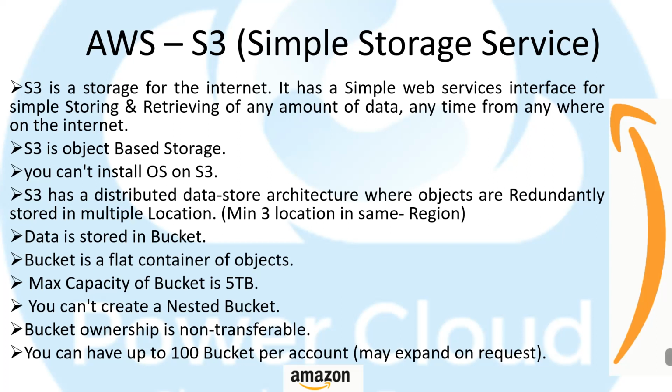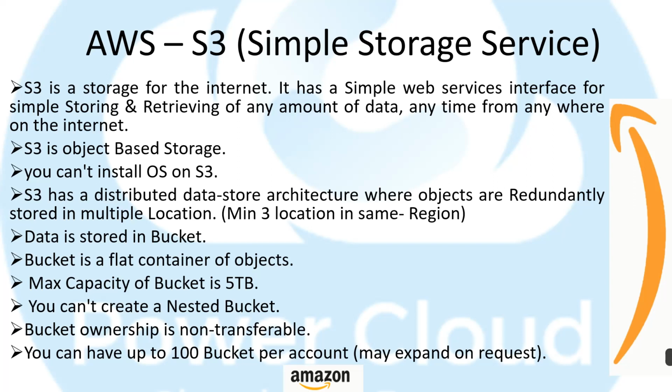Next, data is stored in a bucket, right? A bucket is a flat container of objects. So S3 is just like a bucket, and inside the bucket we store the objects. In your mind, you may wonder what an object is. Suppose we have an image in JPG format. This is an object: when we store the JPG file in the S3 bucket, the JPG file is the object.